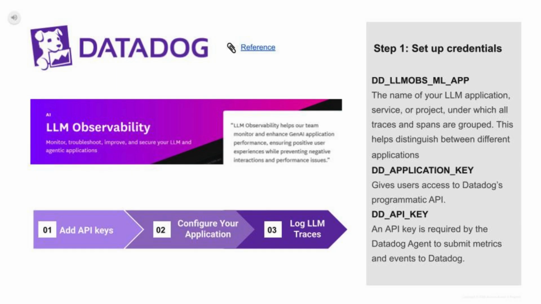Step 1. Add your API keys and credentials. First, define the Datadog application name. Next, you'll need a Datadog application key, which allows programmatic access to Datadog's APIs. And finally, a Datadog API key.